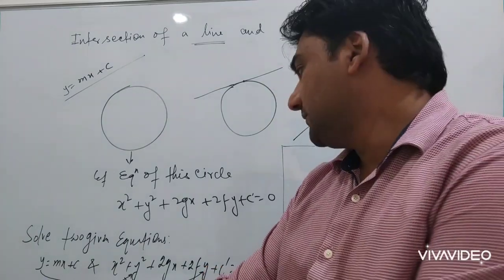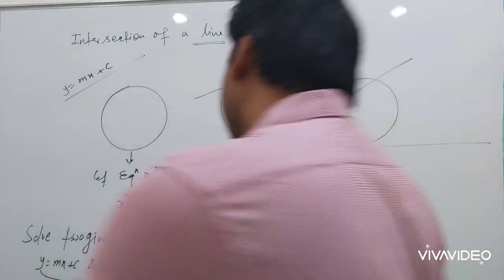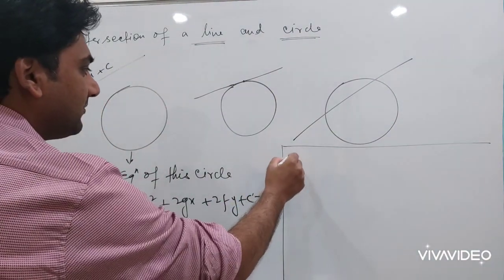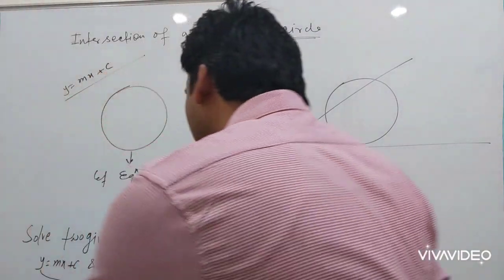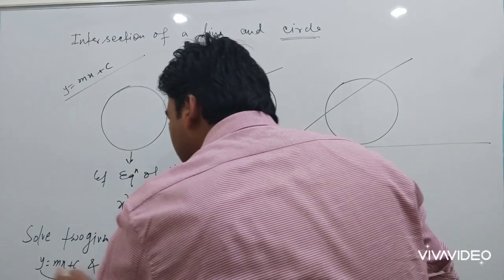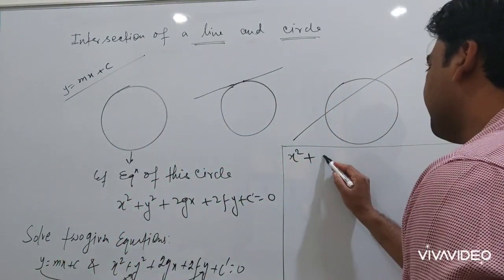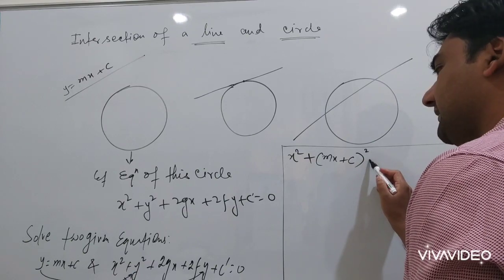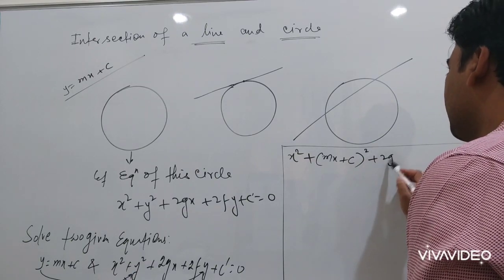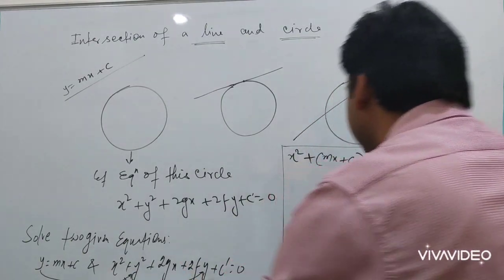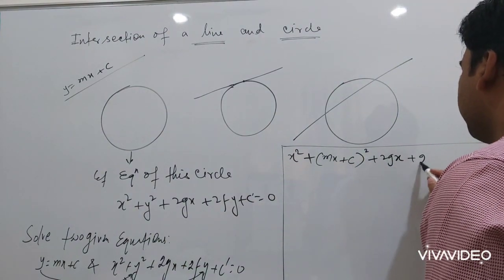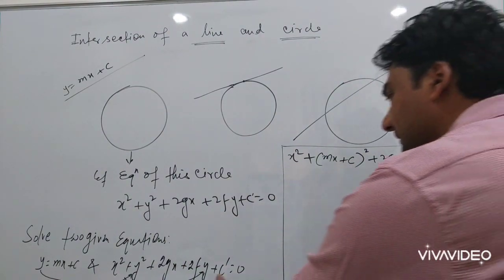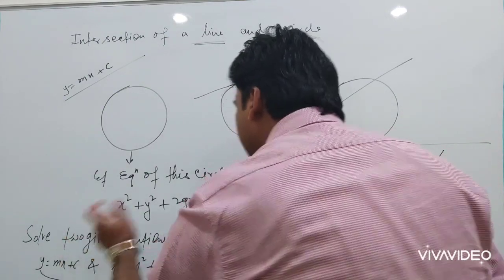So check x square. It would be x square plus y square. Instead of y, I will write mx plus c, so mx plus c whole square. Then plus 2gx, plus 2fy. And what is y? y is this mx plus c.